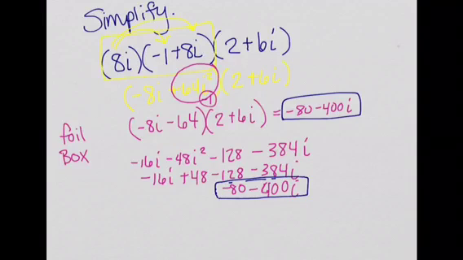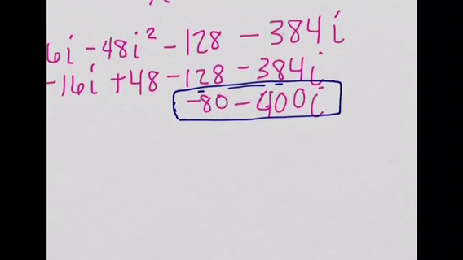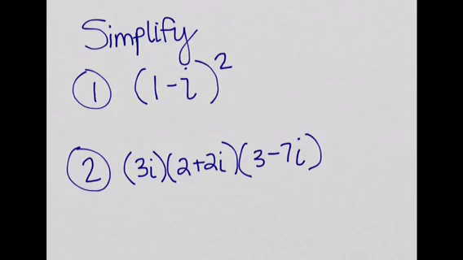Okay, I'm going to give you two problems now to work with maybe a neighbor on, see if you guys can come up with the final answers. I'll then show you the answers and we'll see how you guys did. Okay, so the final two problems of this lesson are going to be the following. Okay, so the first one is you have the quantity 1 minus i, that whole thing squared. Be careful with your numbers.